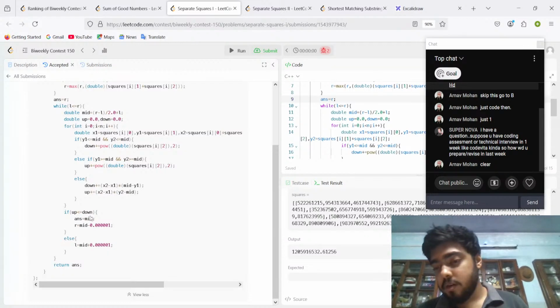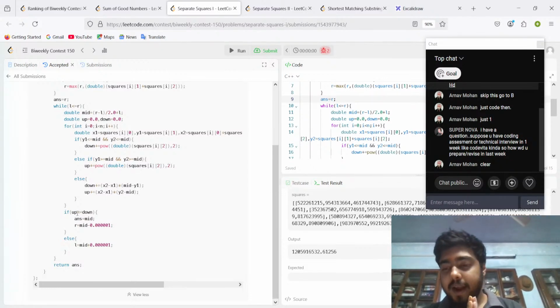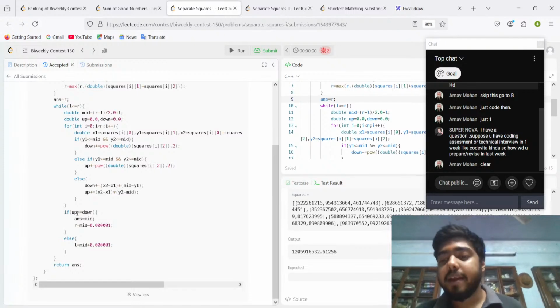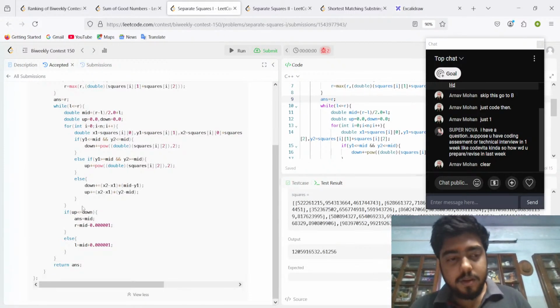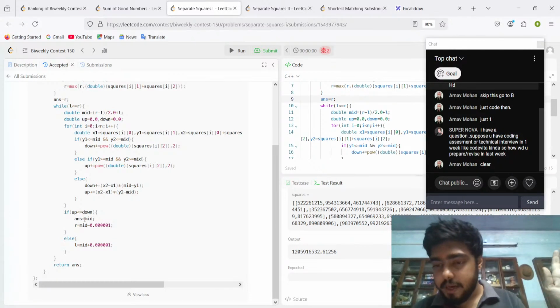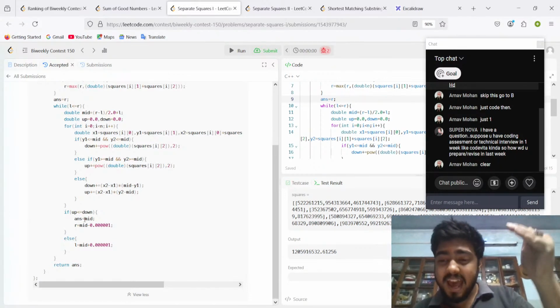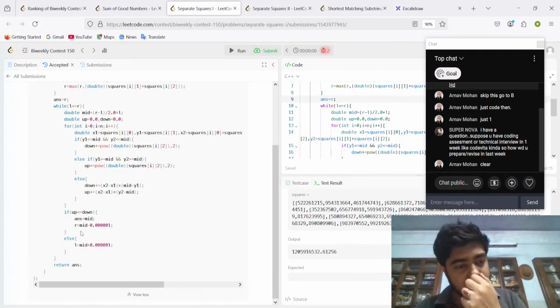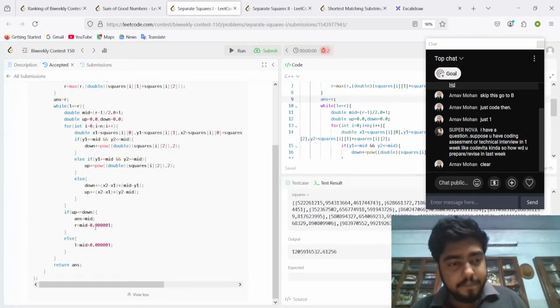If up is lesser than equal to down, why do I do this? Because just now I mentioned that we have to minimize the value of y for the mid. So if it is lesser than equal to down, you can directly say that the answer is equal to mid, because the answer should be as low as possible. So answer is equal to mid, R is equal to mid minus 10 to the power minus 6, else L is equal to mid plus 10 to the power minus 6.